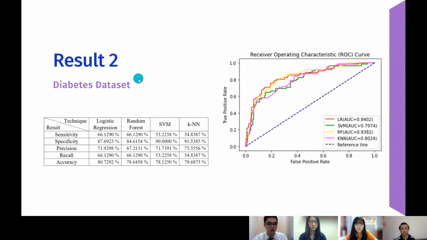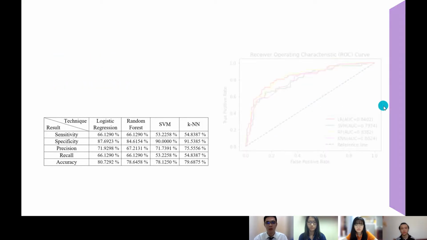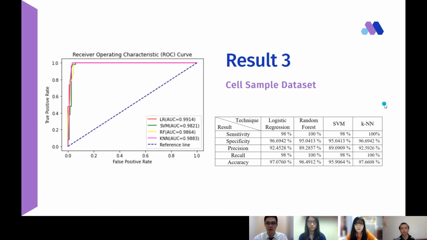And then result 2 from the diabetes dataset, where the logistic regression has the highest performance in the graph, which is the red line here. And result 3 from the cell sample dataset, where the logistic regression also has the highest performance.